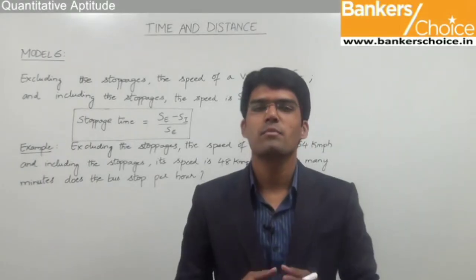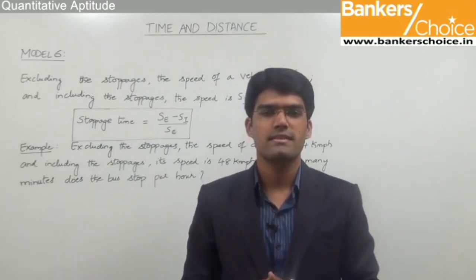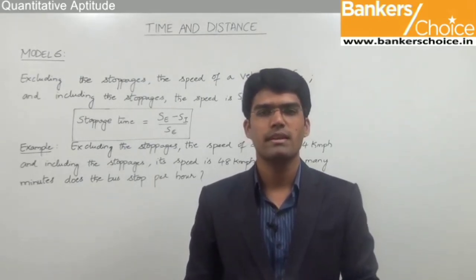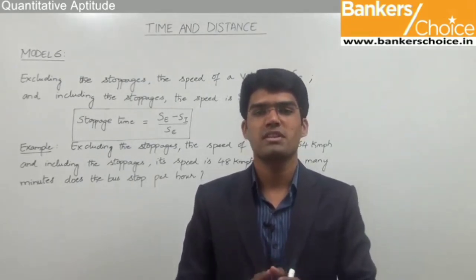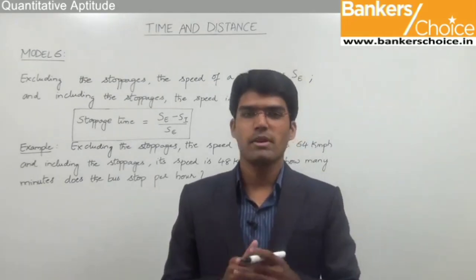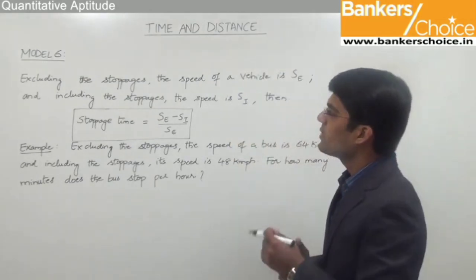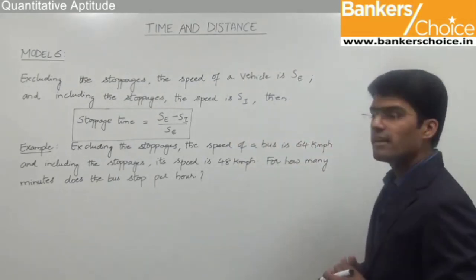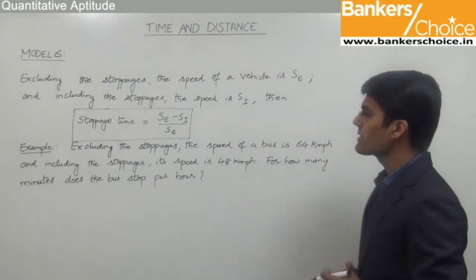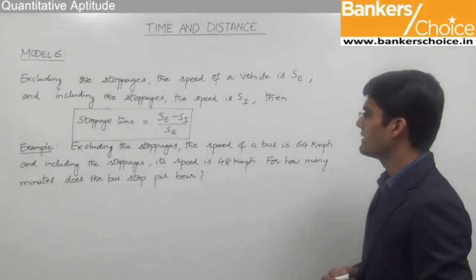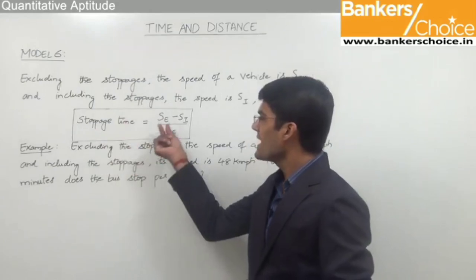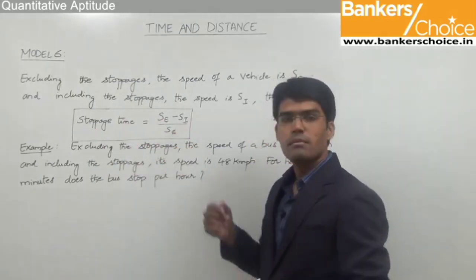Let us now take the sixth model from time and distance, where we shall discuss another typical question from this topic, where we have to find out the stoppage time of a vehicle. Let us look at the concept first. Excluding the stoppages, the speed of a vehicle is SE, and including the stoppages, the speed is SI. Then the stoppage time is given as SE minus SI by SE.